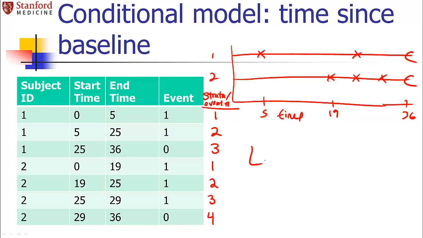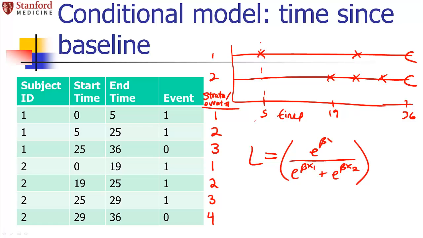So we would have to add a variable in the model that reflected which event number you're on. What's the likelihood going to look like though? So again, we're only going to compare people who are on event 1 to other people who are on event 1. So when the first event happens at 5 months into the study, both subject 1 and subject 2 are both at risk for having their first event. So they are both going to be included in the denominator here.